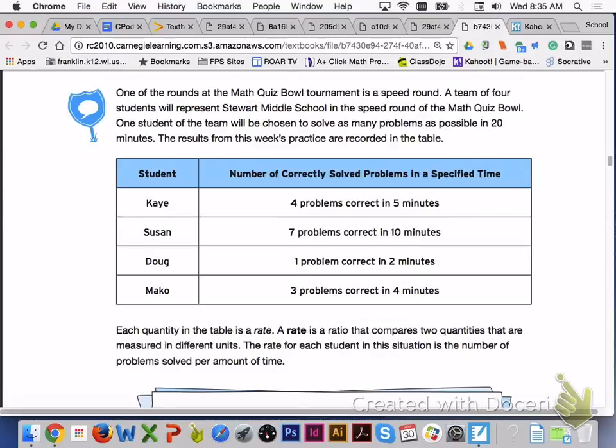Turn to page 326. One of the rounds at the Math Quiz Bowl tournament is a speed round. A team of 4 students will represent Stewart Middle School in the speed round of the Math Quiz Bowl. One student of the team will be chosen to solve as many problems as possible in 20 minutes. The results from this week's practice are recorded in the table. Here are the 4 students, and here are the number of correctly solved problems in a specified time.